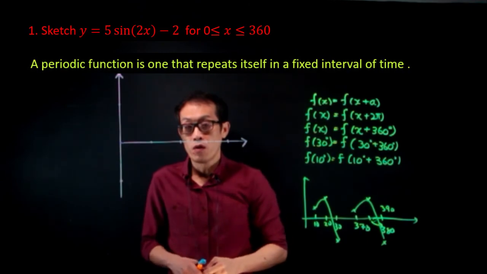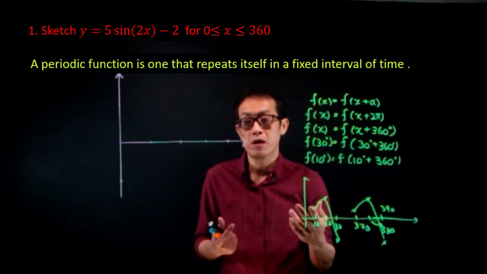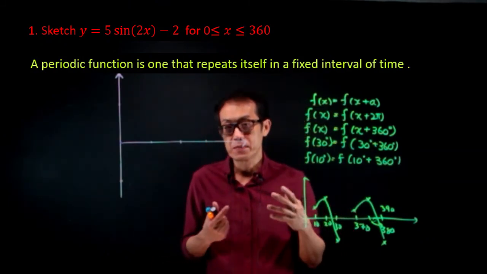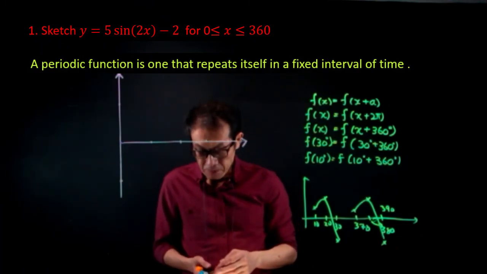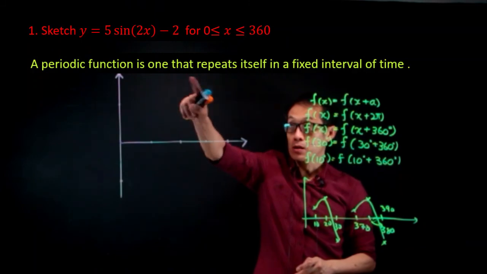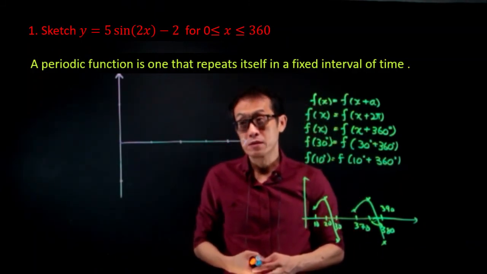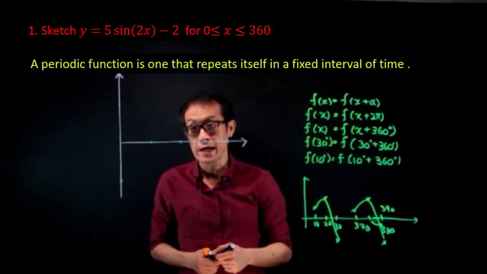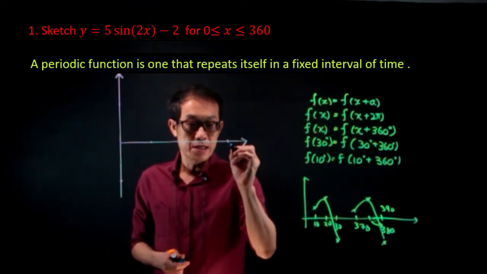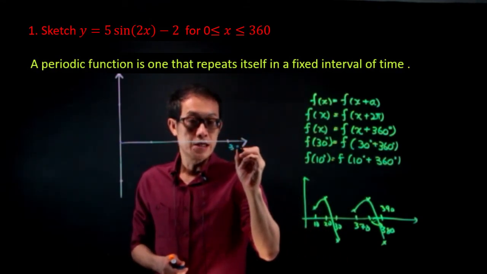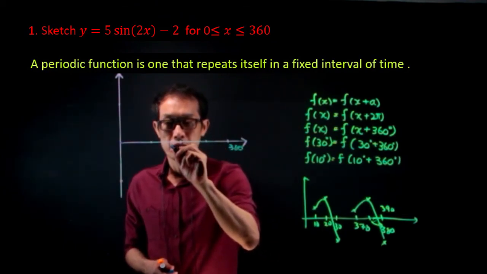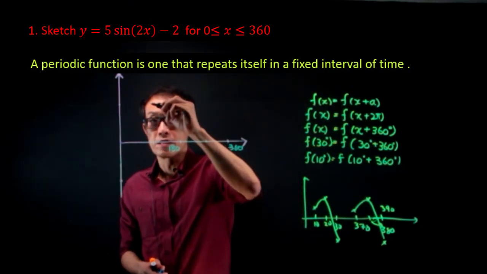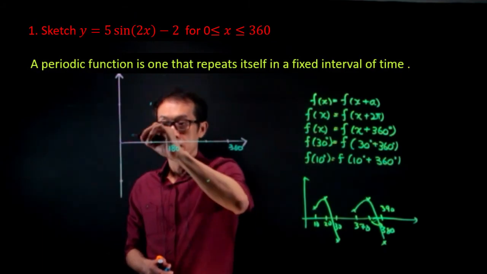Now, sine and cos have a period of 2 pi or 360. For tangent, its period is 180. To draw this graph, we do it by graph transformation. Let's draw the graph y equals sine x first. Now let's say this is 360, this will be 180. Now your sine graph looks something like this.